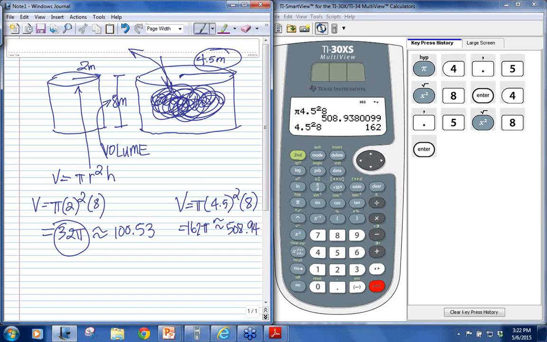All right. So far, we have solved this particular problem. We're able to find out how much gravel or how much dirt, the volume of material, we have to take out of these two holes. So for the first hole, we're going to take out 100.53 cubic meters. And in here, we're going to take out approximately 508 cubic meters.